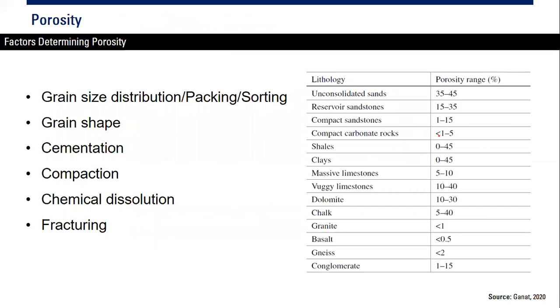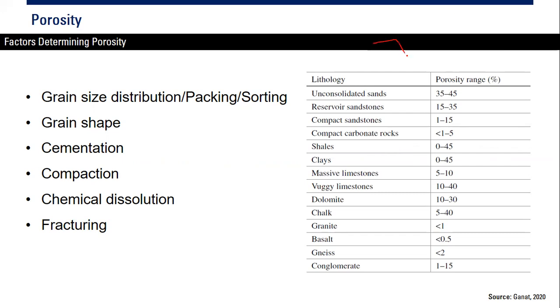And the factors determining porosity: there are several factors: grain size distribution, the packing or the sorting of the grains, grain shape, cementation, compaction, chemical dissolution that will result in secondary porosity, and fracturing.